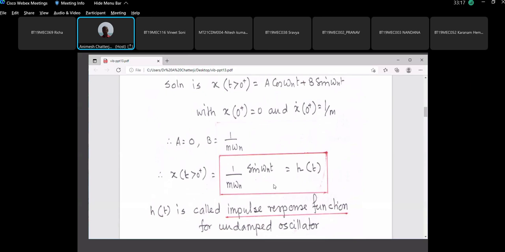This particular solution has a name and has a symbol. It is always represented by small h. In vibration, it is always represented by small h. Small h stands for response to impulse excitation, unit impulse excitation. Briefly, we call it IRF, impulse response function.